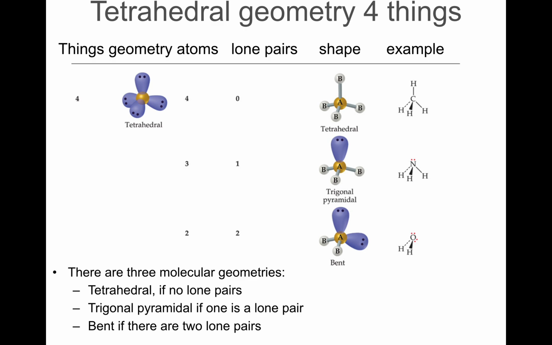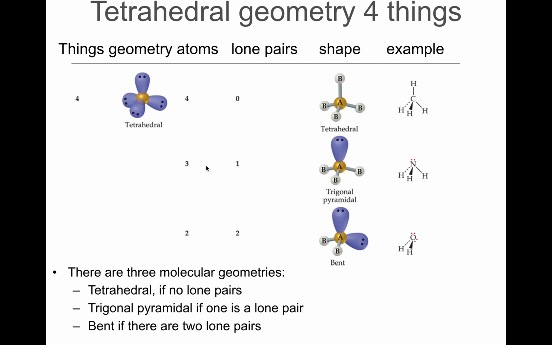All right, so now tetrahedral geometry. If you have four things, you're going to have a tetrahedral geometry. Okay, so jot down this whole chart. The number of things is four. The geometry is going to be tetrahedral. So if you have four atoms around the central atom, you're going to have just a tetrahedral shape. The geometry and the shape is going to be the same, tetrahedral.